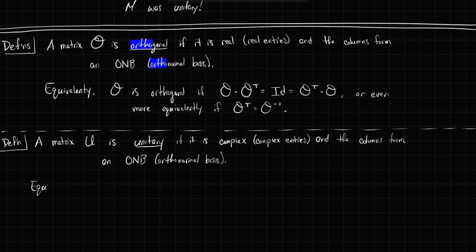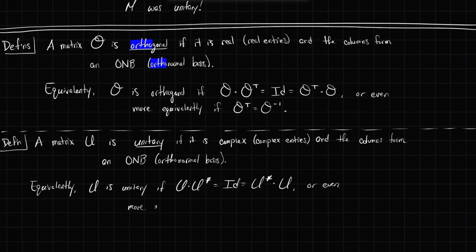Equivalently, U is unitary if U dot U dagger is the identity, which is the same as U dagger dot U, or even more equivalently, if U dagger equals U inverse.